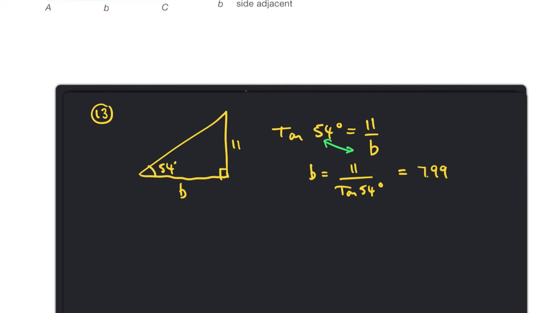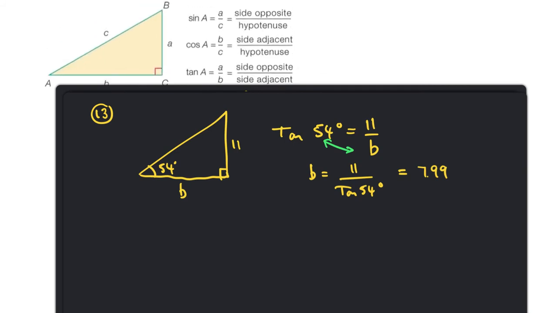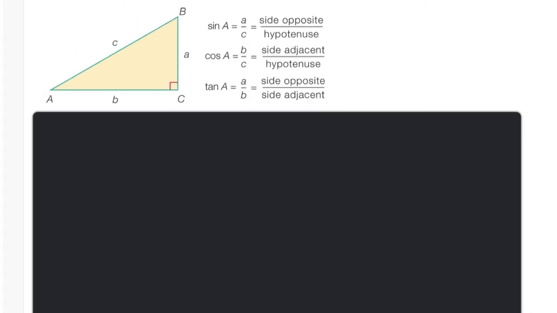Okay, question, and that's the end of that. Question 14. Okay, same situation, right angled triangle. And we've got that A is 58, so 58 degrees. We've got c is 12, and we've got to find b.